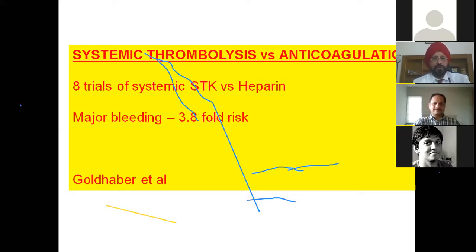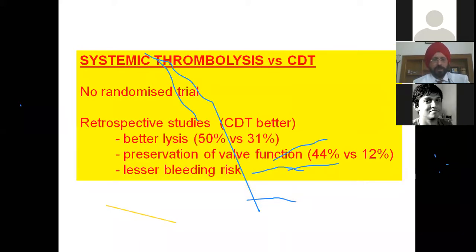So systemic thrombolysis was used earlier, but the incidence of bleeding was really prohibitive, and systemic thrombolysis is generally not used now. CDT or catheter-directed thrombolysis has a better lysis, better preservation of valve function, and lesser bleeding risk. Reason is you're using a very small dose, you're giving it directly into the clot and it gets metabolized very fast.